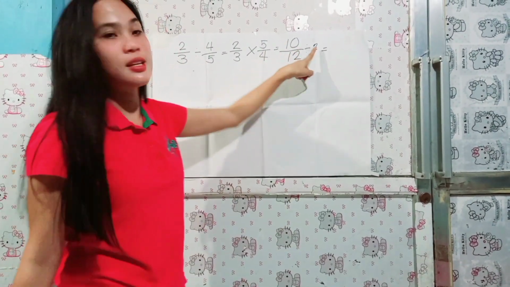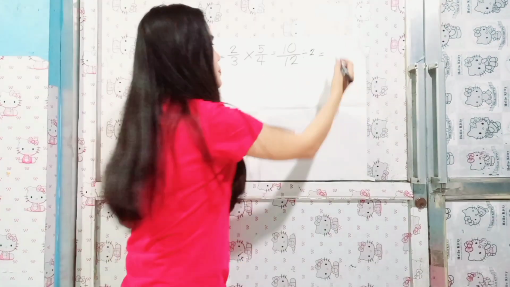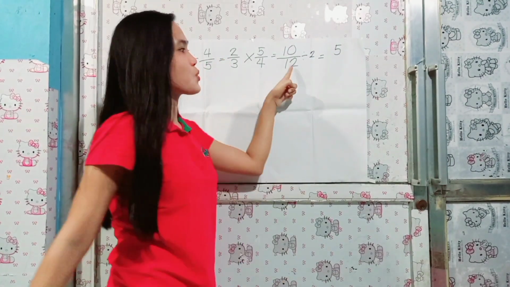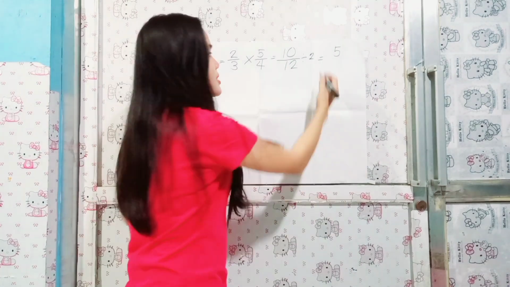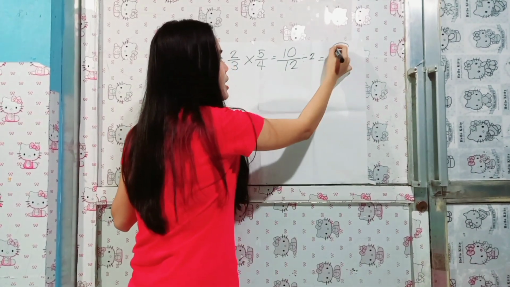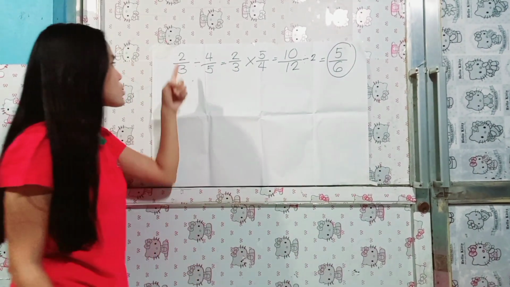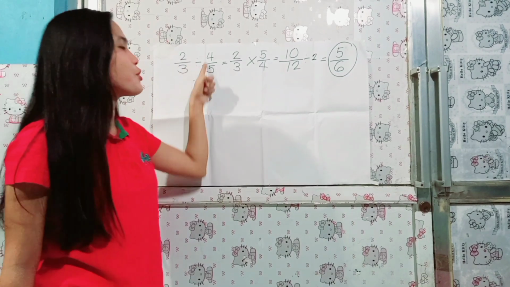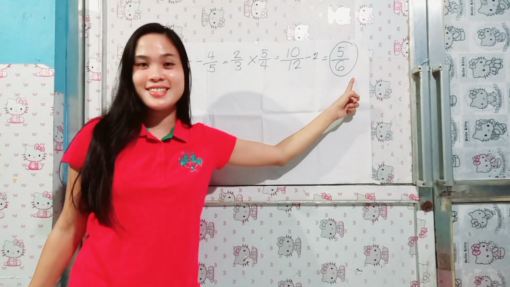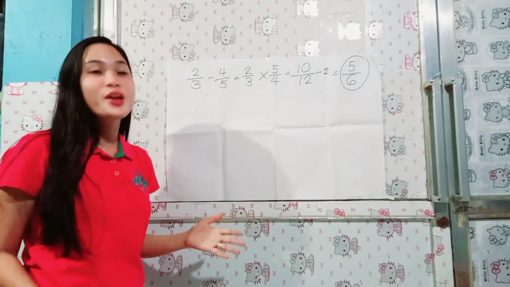10 divided by 2 is 5. 12 divided by 2 is 6. Therefore, our final answer is 5 over 6. So 2/3 divided by 4/5 is 5 over 6. Okay? Let's have more examples.